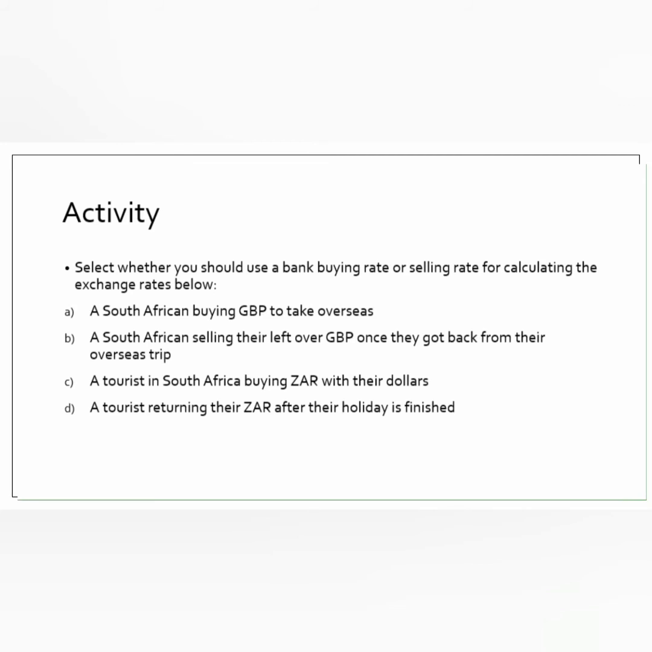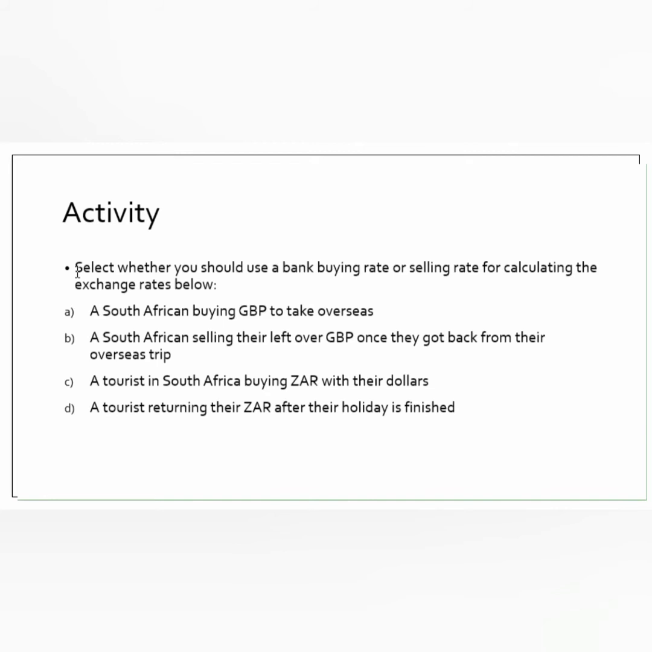Right, so we have a small activity for us to do so that we can see if we are able to differentiate between the bank buying rate as well as the bank selling rate. So the first question is, in these statements we have to indicate whether it's going to be the bank buying rate or the bank selling rate.